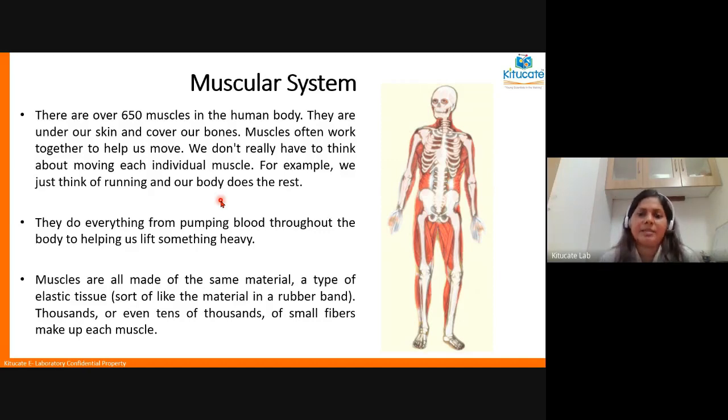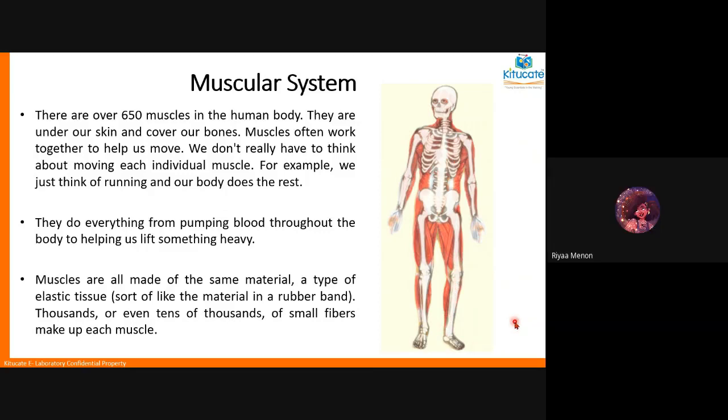Yes. So the muscles give us a shape, they allow us to move, and they help us carry out various tasks. And they also protect our bones and other internal organs. Right? So this is our muscular system. If you see the one in pink, these are our muscles, and under the muscles we have our skeleton.